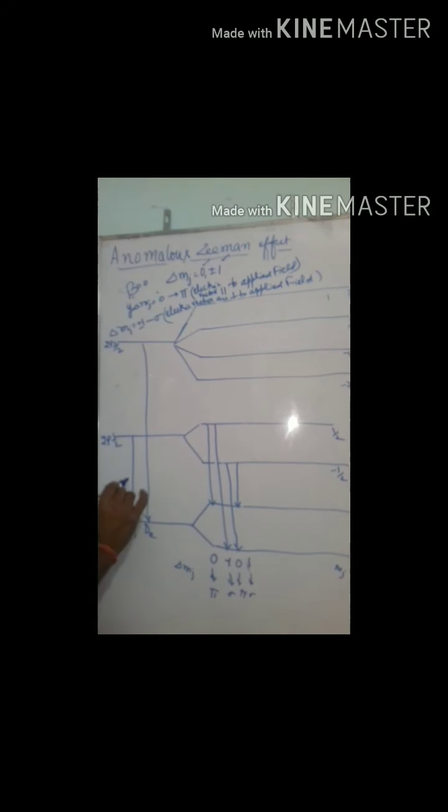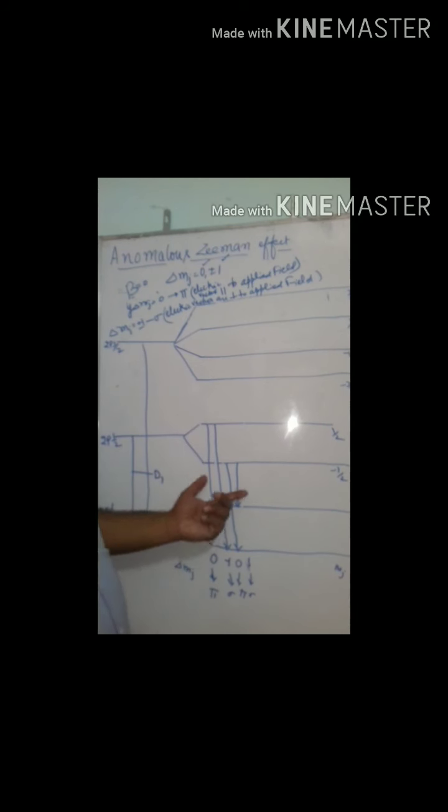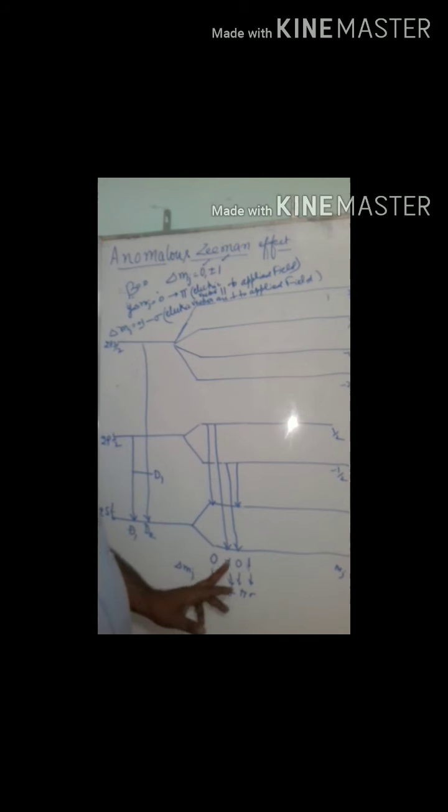D1 transition gives you 4 lines. What are the 4 lines? One pi over here, that is mj is 0, mj is minus 1 sigma, mj is equal to 0 pi, and mj is 1 sigma, and 2 pi. So the D1 line gives you 2 sigma and 2 pi lines. Clear to everybody? Okay. This is the D1 transition, that is the first one.